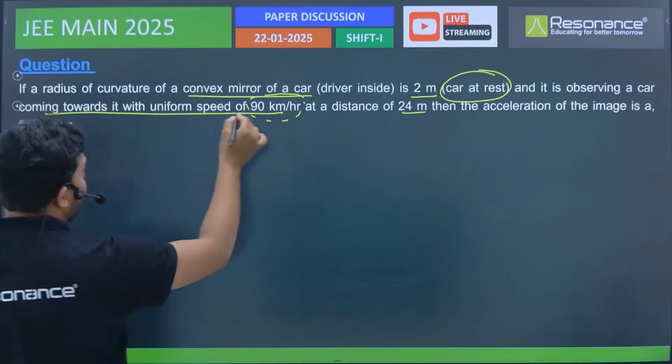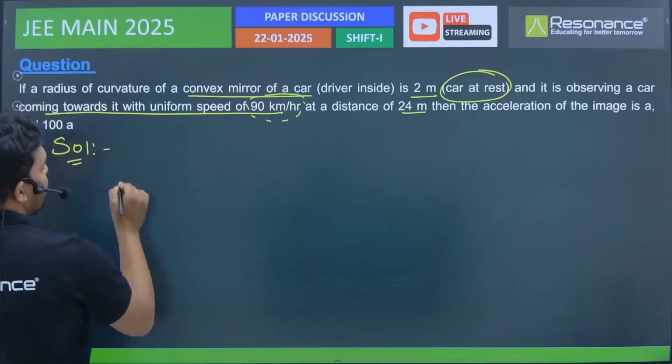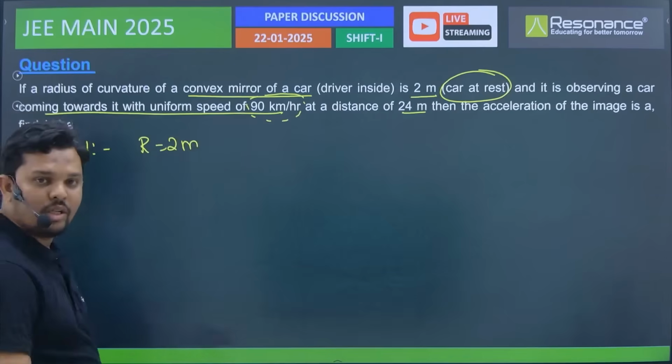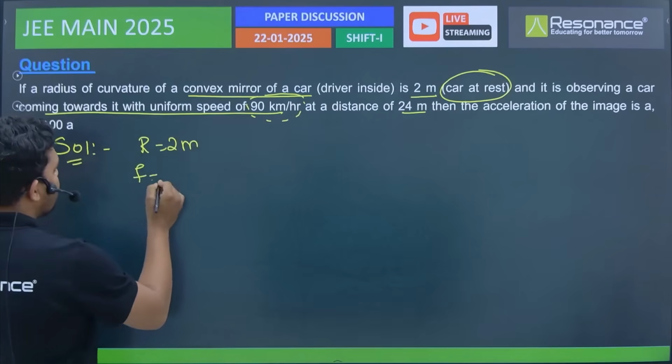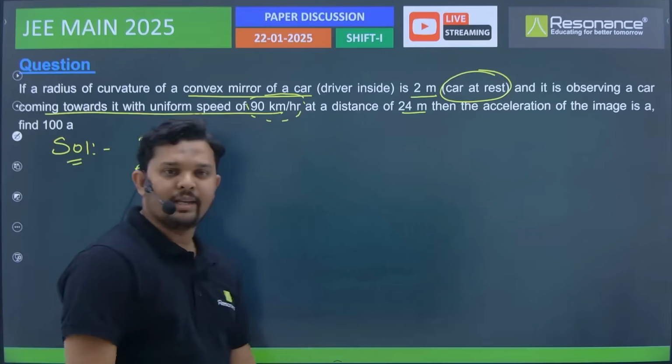So basically, first of all, we will take the convex mirror, and we'll try to write down the values here. He has given the radius of curvature here. So what is the radius of curvature basically? He has given the radius of curvature as 2 meters. Therefore, I am going to take the focal length, which is going to be half of the radius of curvature. Now, you can take here the object.